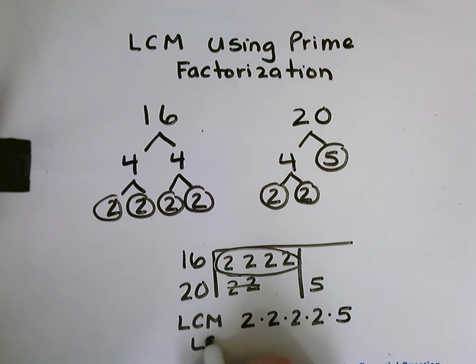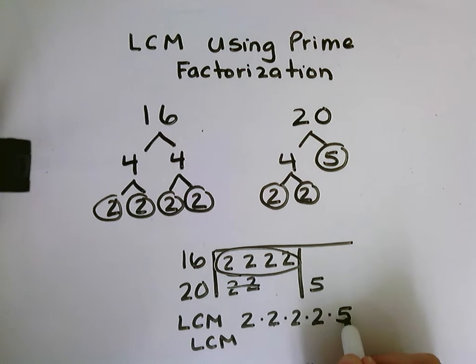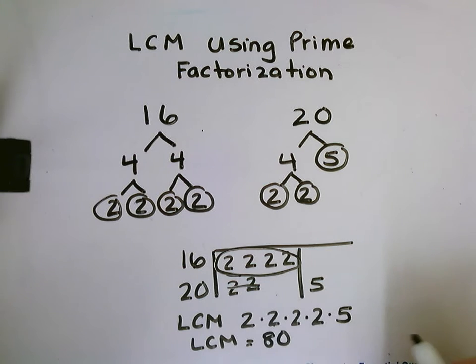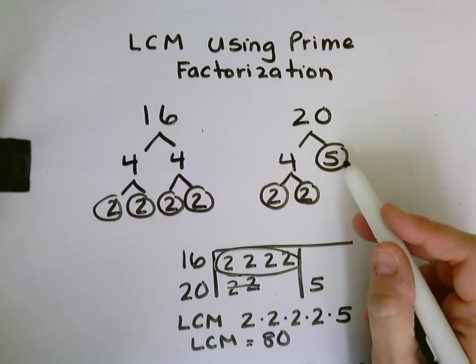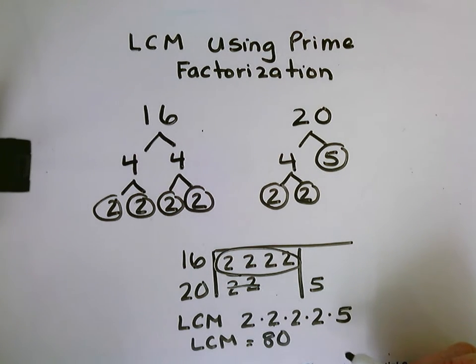So when I multiply this out, 2 times 2 times 2 times 2 times 5, well, let's see, that's 5 times 2 is 10, 2 times 2 times 2 is 8, so that equals 80. My least common multiple of 16 and 20 is 80. Let's try another example.